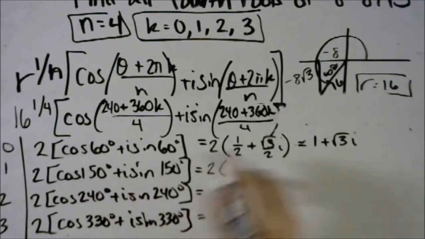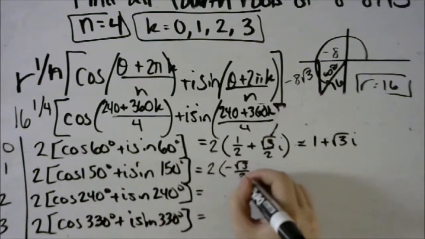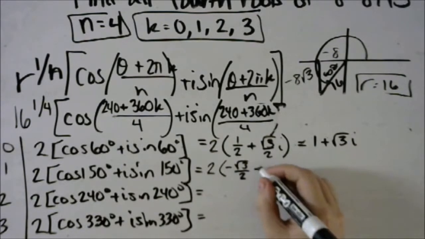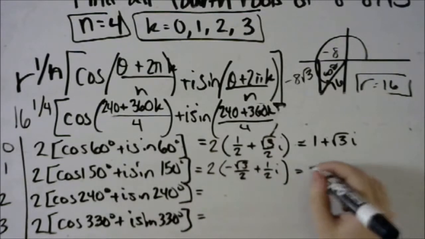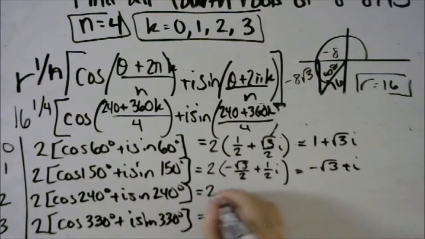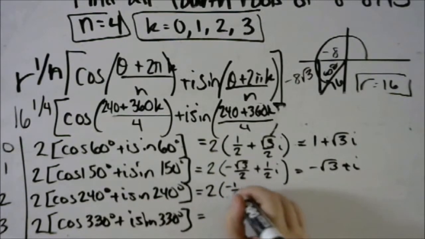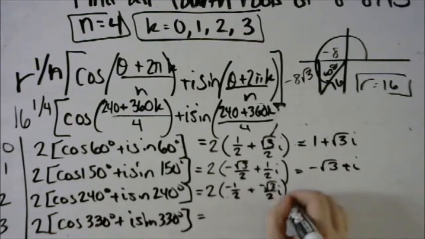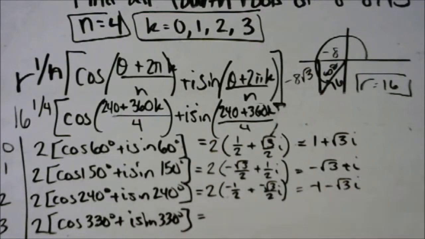Cosine of 150 degrees is negative rad 3 over 2. Sine is positive 1/2. Distribute the 2 and you get negative rad 3 plus i. Cosine of 240 degrees is negative 1/2 and sine is negative rad 3 over 2. Distribute the 2 and you get negative 1 minus rad 3i.